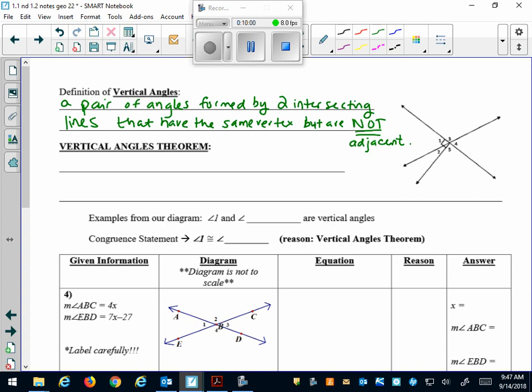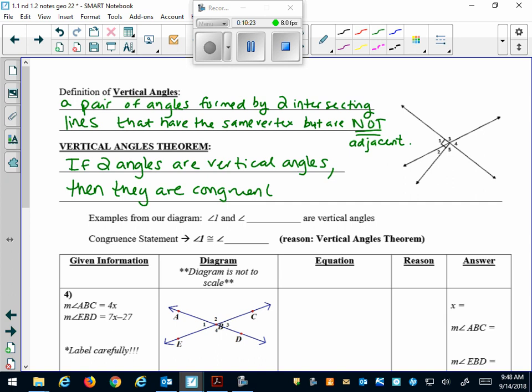So vertical angles theorem says that if two angles are vertical angles, then they are congruent. What does congruent mean again? Yep, equal measures. Sometimes that's shortened to just say all vertical angles are congruent.